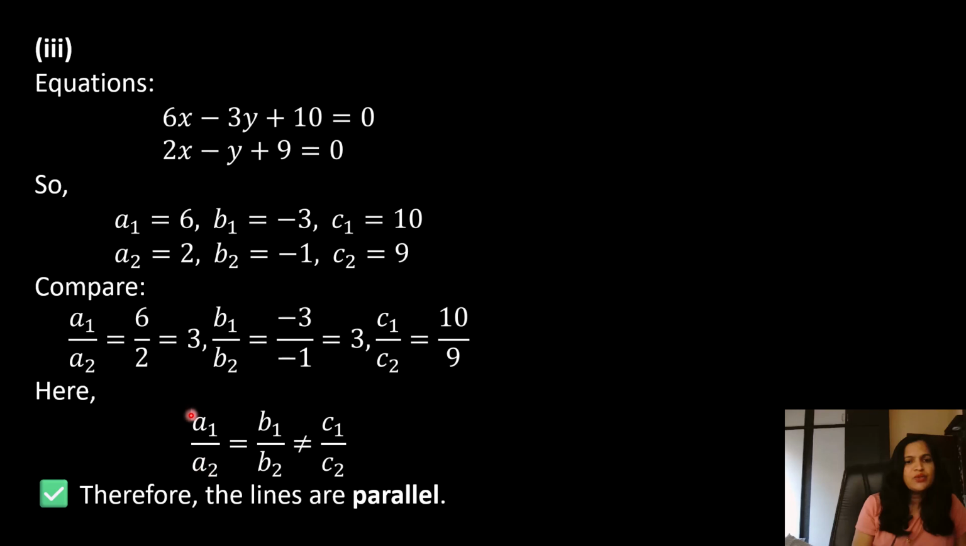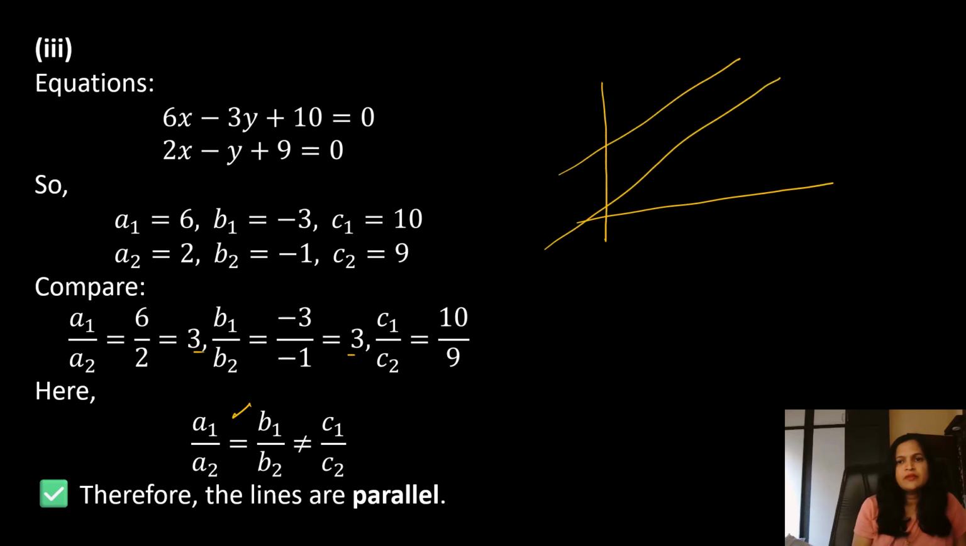So a1 by a2 equal to b1 by b2 equal to 3, not equal to c1 by c2. Therefore, these lines are parallel lines. They never intersect. If you draw the graph, you get the lines like this, both parallel, y1 and y2. Like this you get the graph.